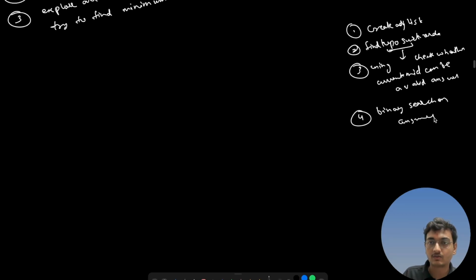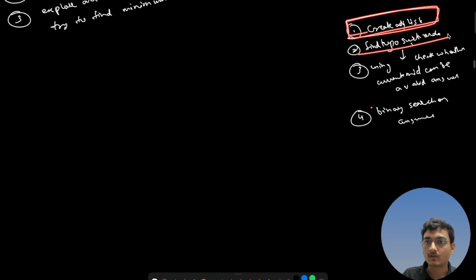Okay, so this will go like this. First of all, very first thing, I will create the adjacency list. Second thing is I will create a TopoSort order. Okay, this will be my first thing. Second thing, now I will jump on here. I will try to get some mid.